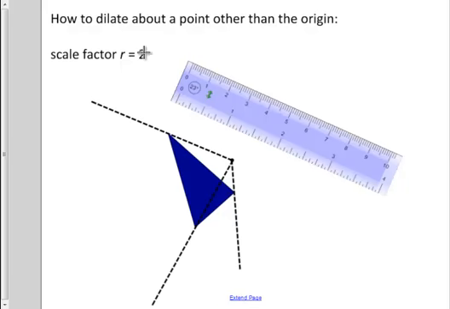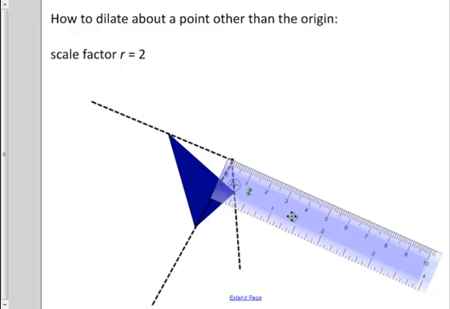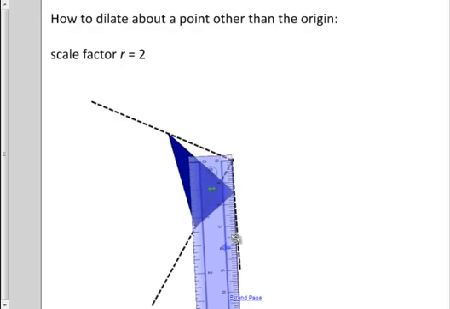Now, because the scale factor is 2, the new locations for these 3 points are going to be 2 times farther from the center of dilation. So I will need to measure how far each vertex currently is from the center of dilation. So I set 0 right there, and then I spin this thing, and looks like this one is, I'm going to say 1.45 centimeters from the center of dilation.